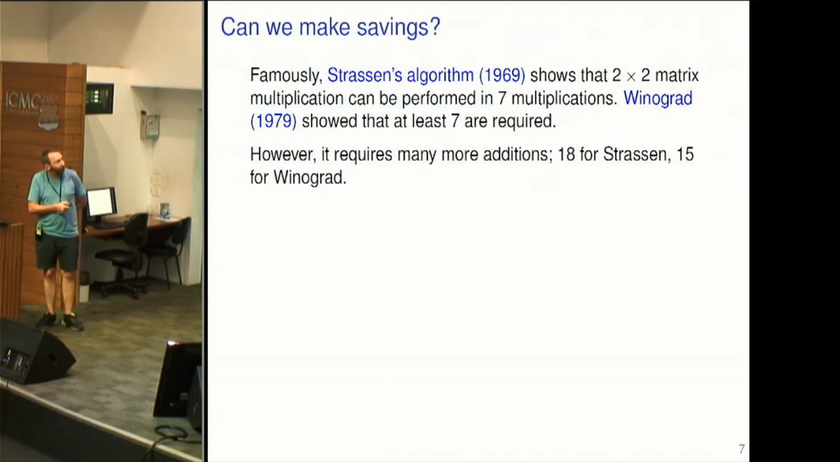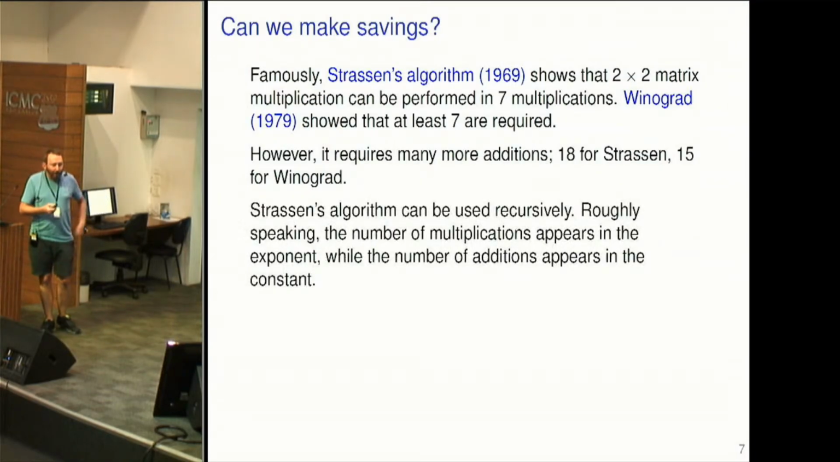One thing that's worth noting is that you're saving yourself a multiplication, but you're actually trading that in for a lot more additions. So in the case of Strassen's original algorithm, I think there were 18 maybe, and Winograd improved it a bit to 15. So why is that better?